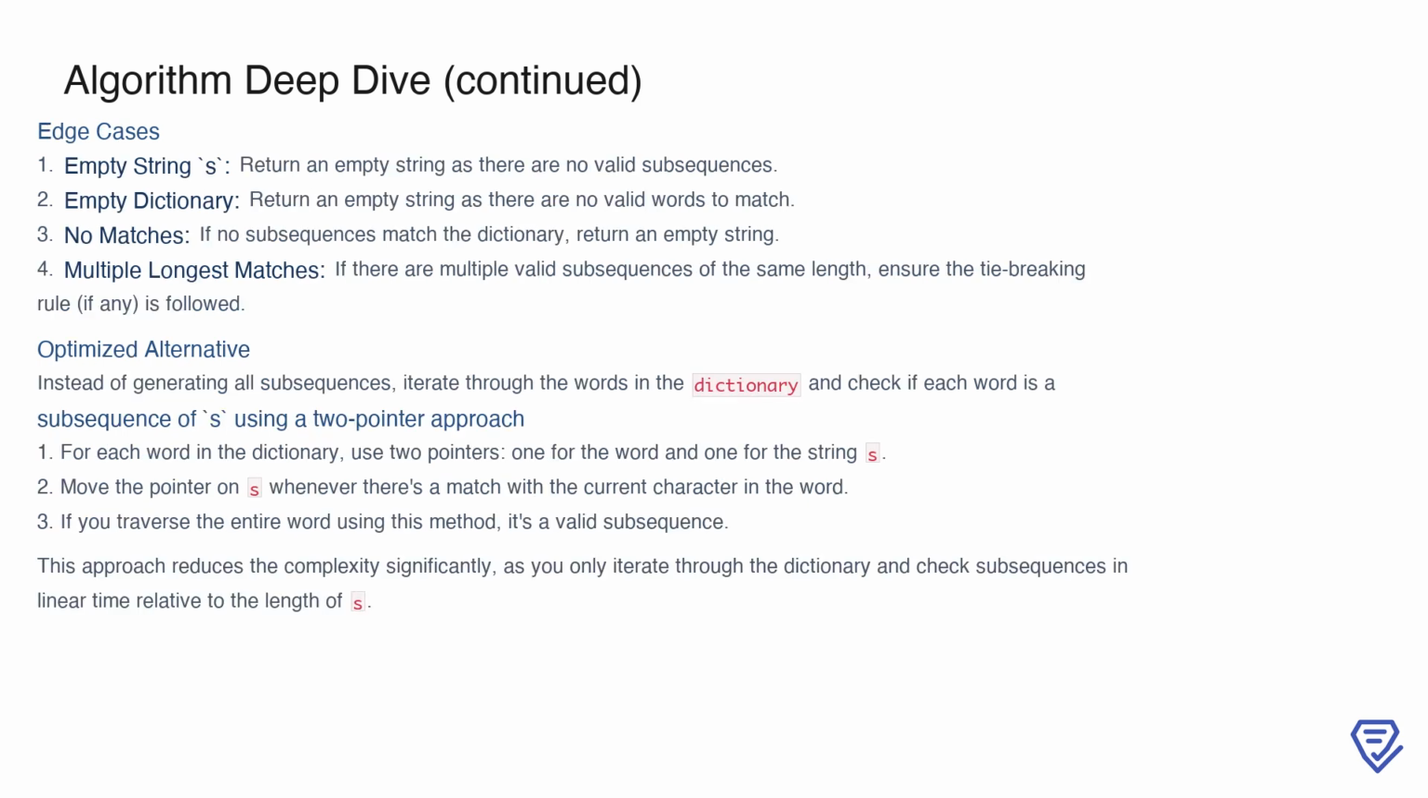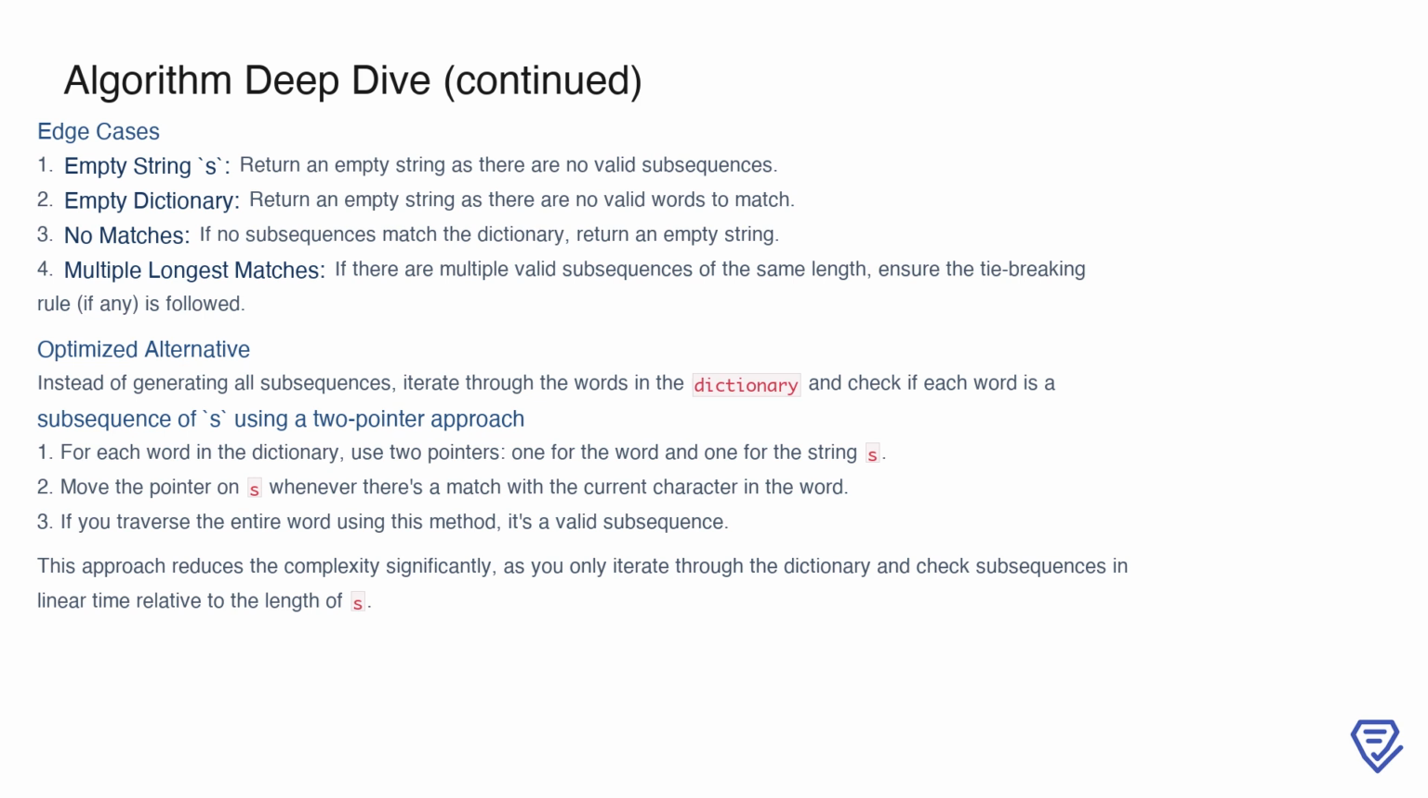Finally, it's important to handle edge cases carefully. For instance, if the string S is empty, there are no valid subsequences, so we return an empty string. Similarly, if the dictionary itself is empty, there are no words to match, and we again return an empty string. If no subsequences of S match any word in the dictionary, we return an empty string as well. Additionally, if multiple valid subsequences of the same length exist, we must ensure the tie-breaking rule is applied if specified, such as returning the lexicographically smallest word.